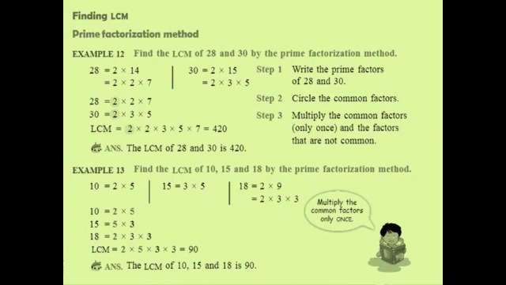So multiply the common factors only once. Take down and write this 2, 3 and 5. Then what is the factor which is not common here? It is 3. So you will multiply that also. 2 into 5 into 3 into 3 is equal to 90. So the LCM of 10, 15 and 18 is 90.